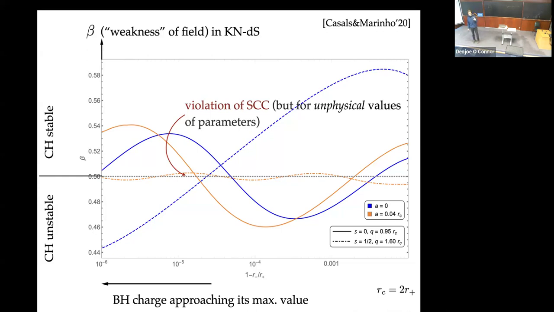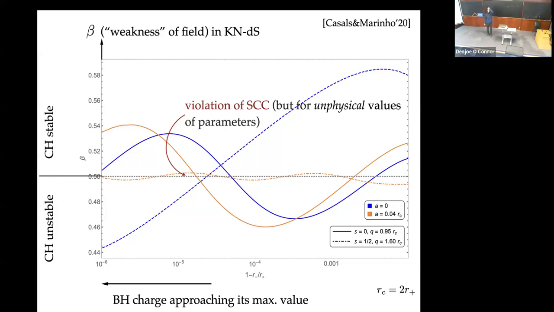For violation of strong cosmic censorship, we want that no field is strong enough to destroy the horizon. So we want beta larger than 1/2 for all fields. This small region of parameter space is where both spin 0 and spin 1/2 fields would violate strong cosmic censorship. It is unphysical because it's very, very close to extremality and for a large cosmological constant, but it is a region of non-zero measure. There is a region of parameter space of non-zero measure in which you have violation of strong cosmic censorship for rotating black holes, classically. Quantum mechanically, people have not looked into that, so there are no results.